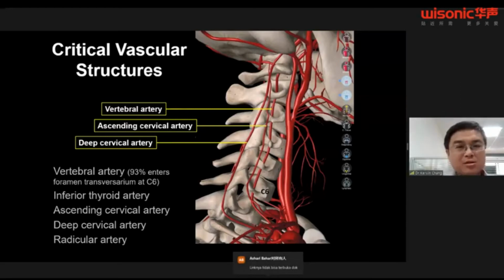For example, the C5 nerve root, after it exits the intervertebral foramen, its location will be cranial to the C5 transverse process. But in contrast, if you are scanning, for example, the L1 nerve root, you are going to find the L1 nerve root is actually caudal to the L1 transverse process.